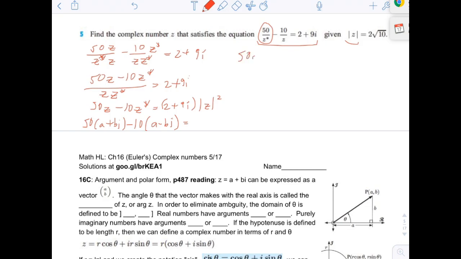Then let's simplify that. So we'll expand it: 50a plus 50bi minus 10a plus 10bi. So 50 minus 10a is 40a. 50bi plus 10bi is equal to 60bi. And that's equal to z conjugate squared times 2 plus 9i. I think we can use the fact that the modulus is 2 square root of 10. The modulus squared is equal to 4 times 10, which is 40. So we're going to replace that with 40.